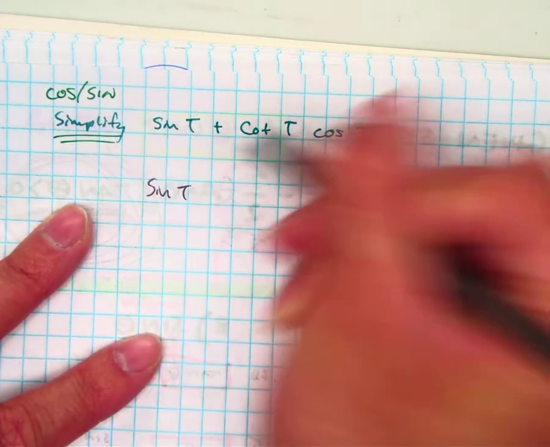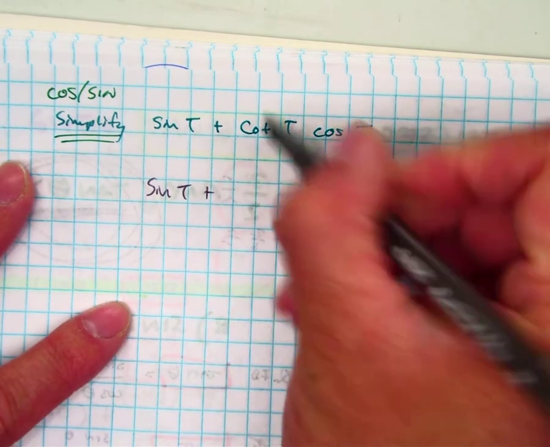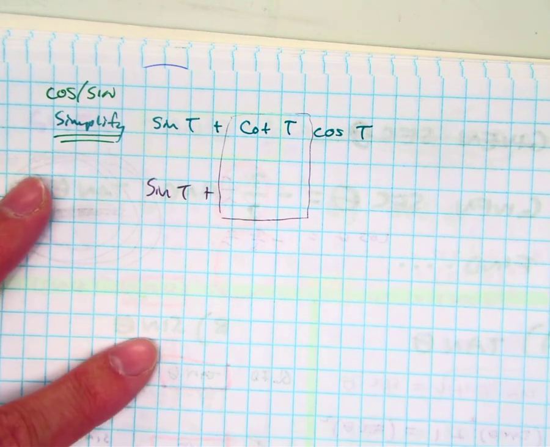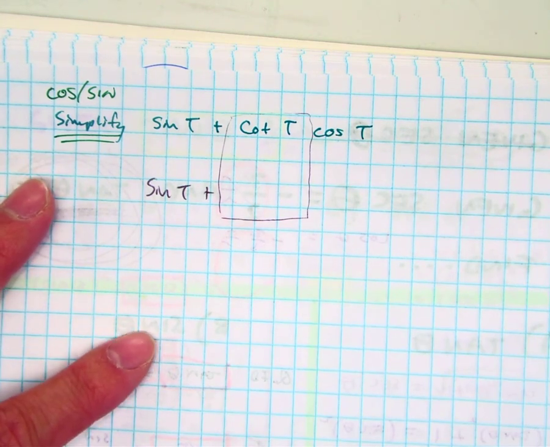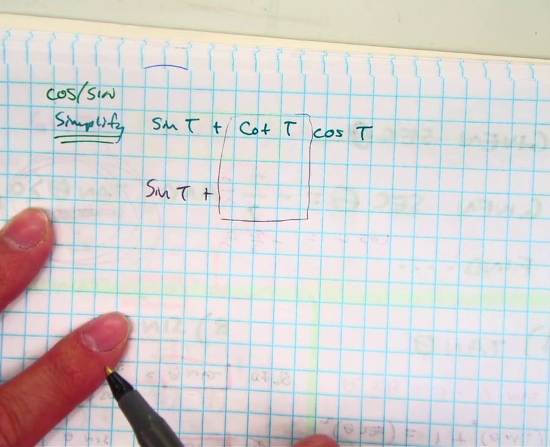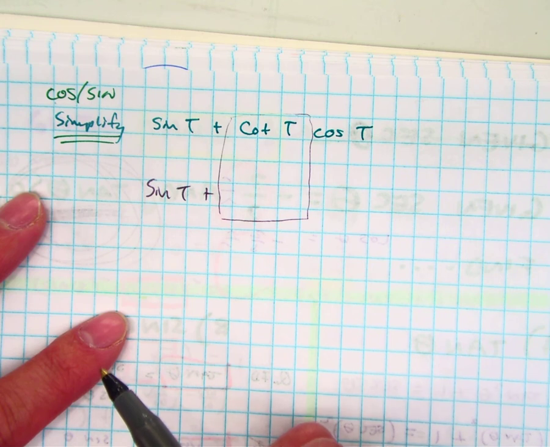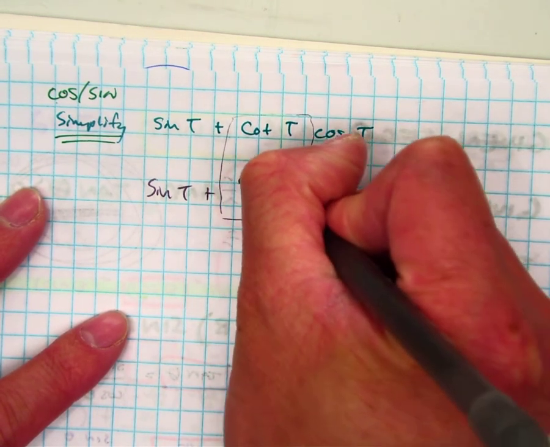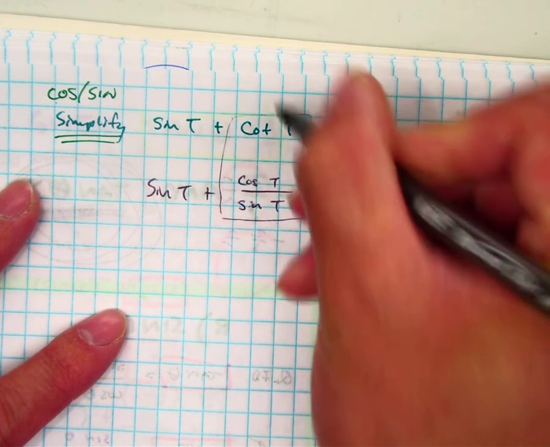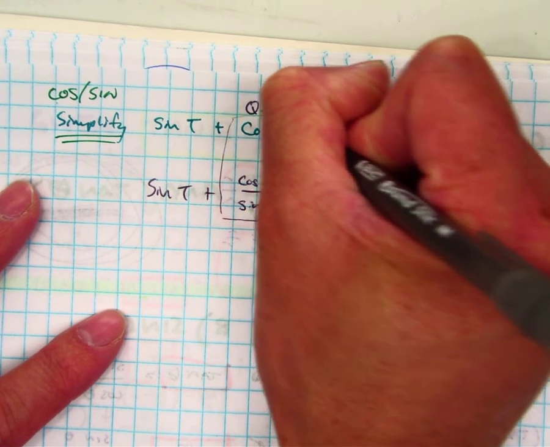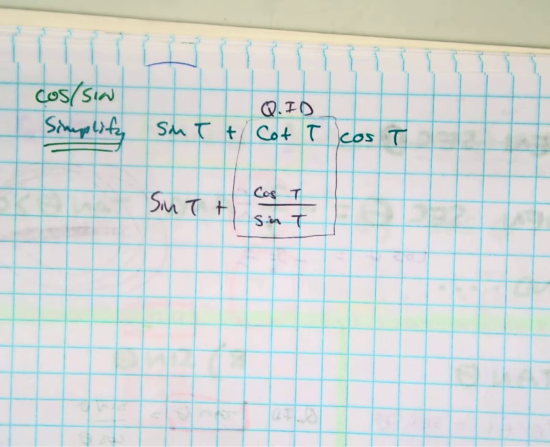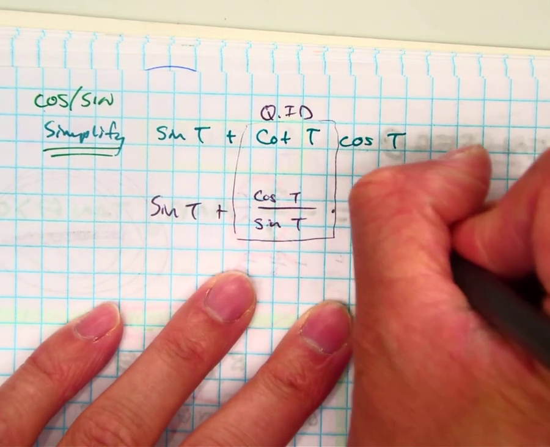I have the sine of t, it's already in sine and cosine. How about the cotangent? Okay, but remember we want to use sine and cosine. Look at your formula sheet. What's the reason why? Because cosine is x over y. Since cosine involves x over r, then sine involves y over r. So that is the quotient identity. Okay, cotangent is equal to cosine over sine, and then you just have cosine here.